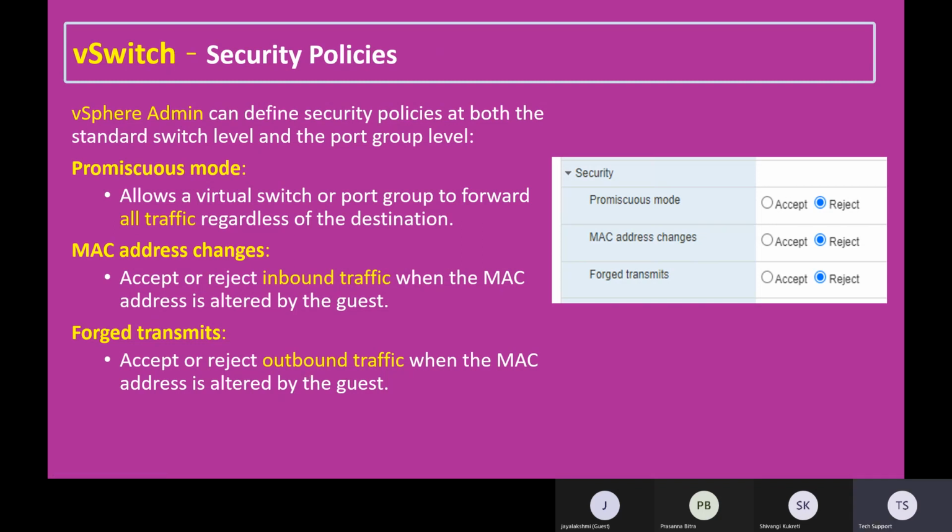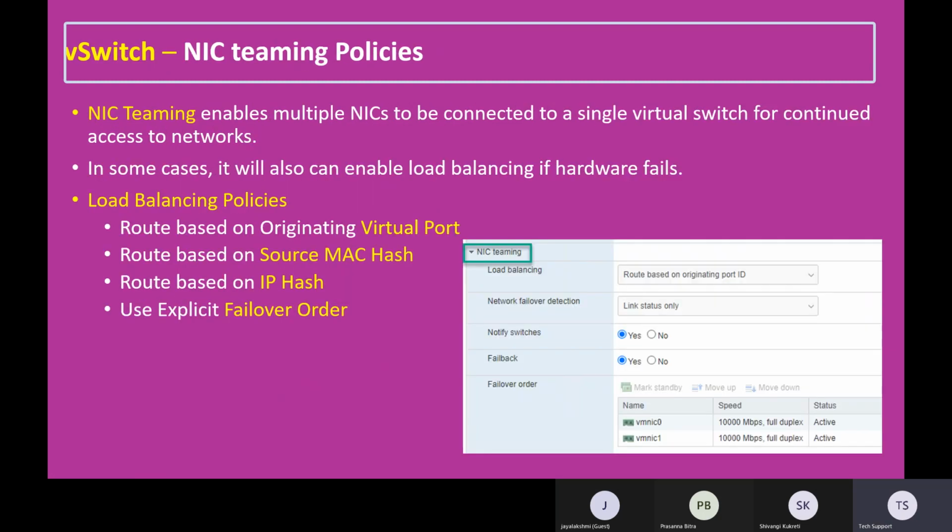Now another vSwitch policy, which is NIC teaming policies. NIC teaming enables multiple NICs to connect to a single virtual switch for continued access to networks. If you do not have multiple NICs, the network speed may consume over 80%. If you have multiple NICs, the speed will be distributed among the NICs. Let's say when I use one NIC card, the network usage is 80%. When we add another NIC card, the 80% is distributed as 40 and 40. Even in this screenshot, we have two NIC cards.